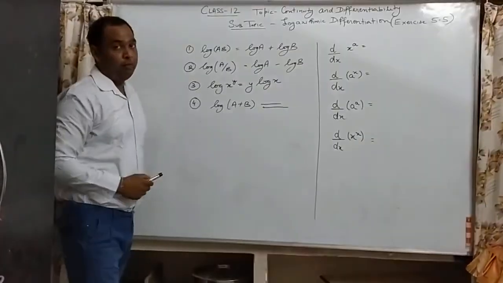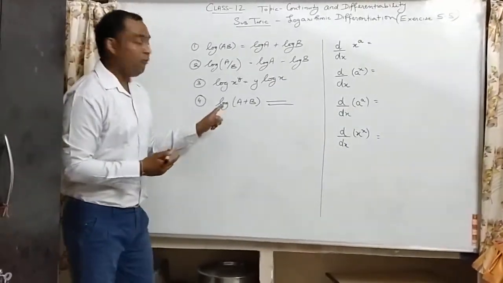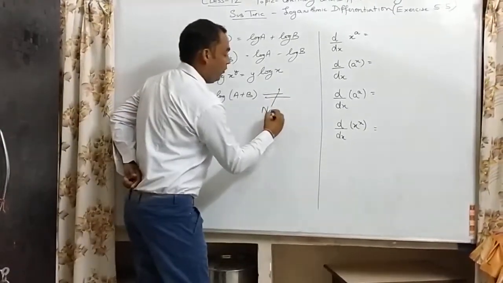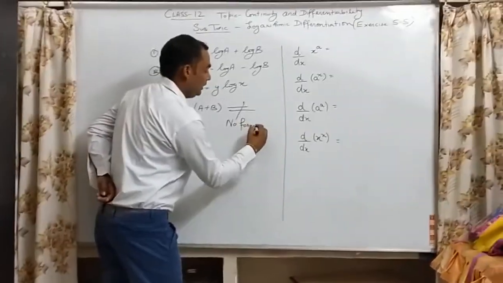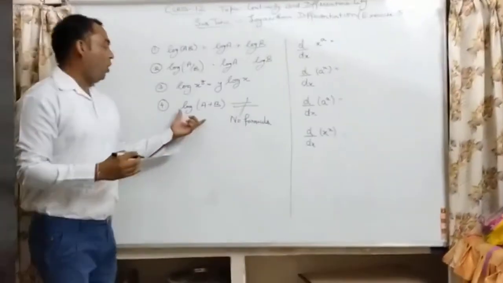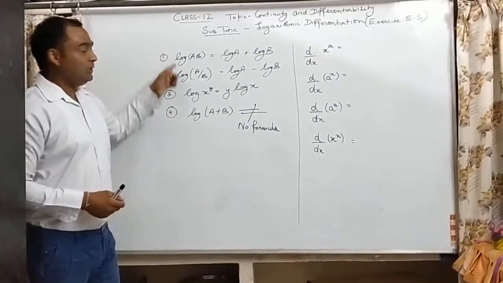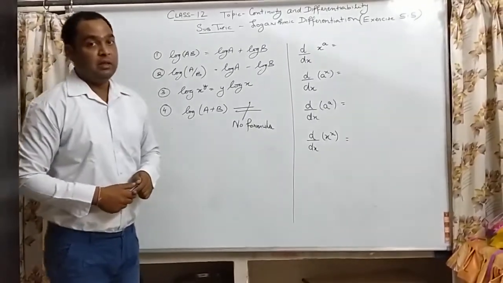Now fourth is a very important point, that there is no formula for log of A plus B. Means if you are given log of A plus B, you can't apply any formula on it. You have done these four formulas in 11th class.